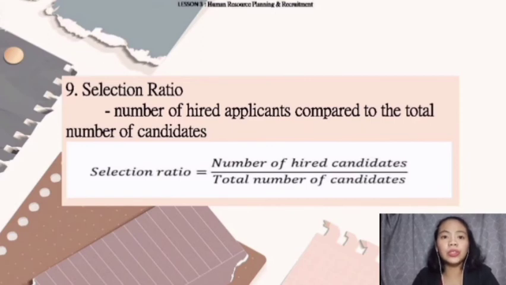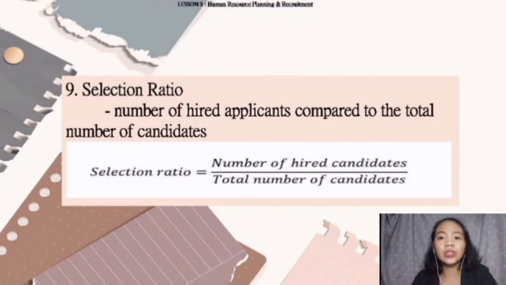The selection ratio refers to the number of hired candidates compared to the total number of candidates. This ratio is also called submittals to hire ratio. The formula is selection ratio equals number of hired candidates over total number of candidates. Selection ratio is very similar to the number of applicants per opening. When there's a high number of candidates, the ratio approaches 0.